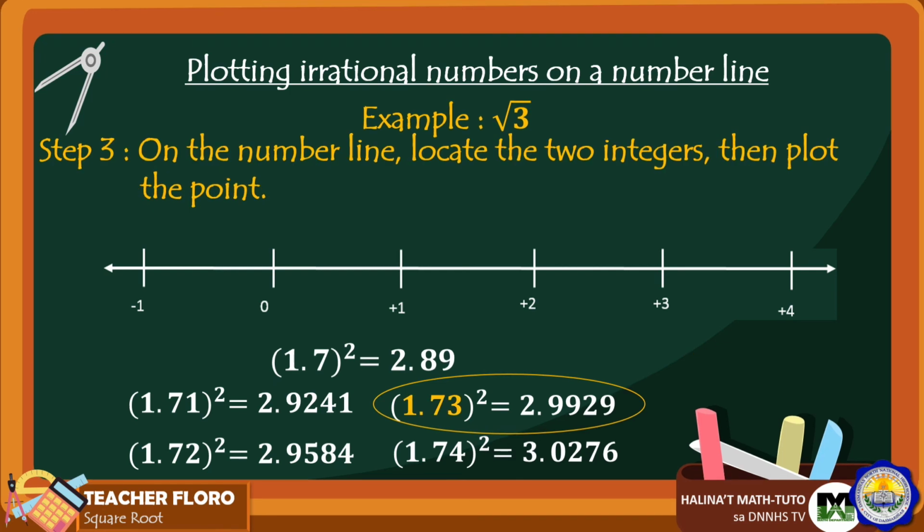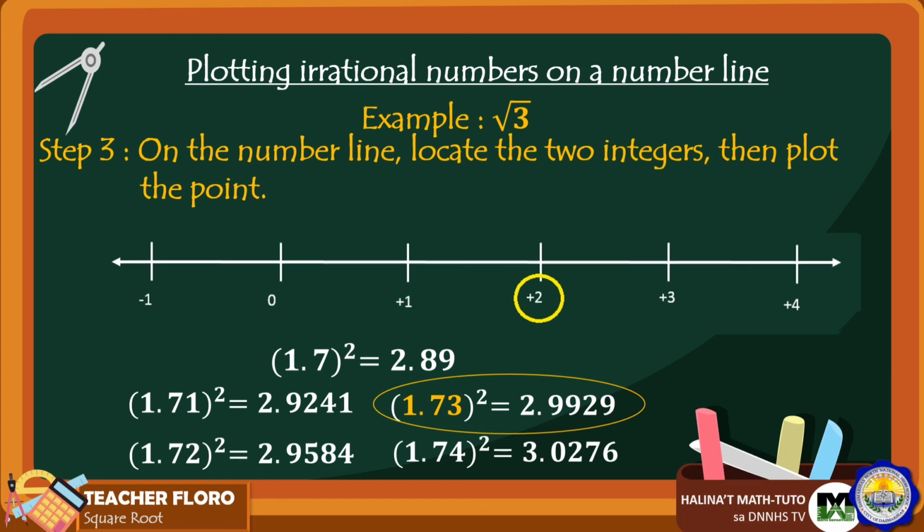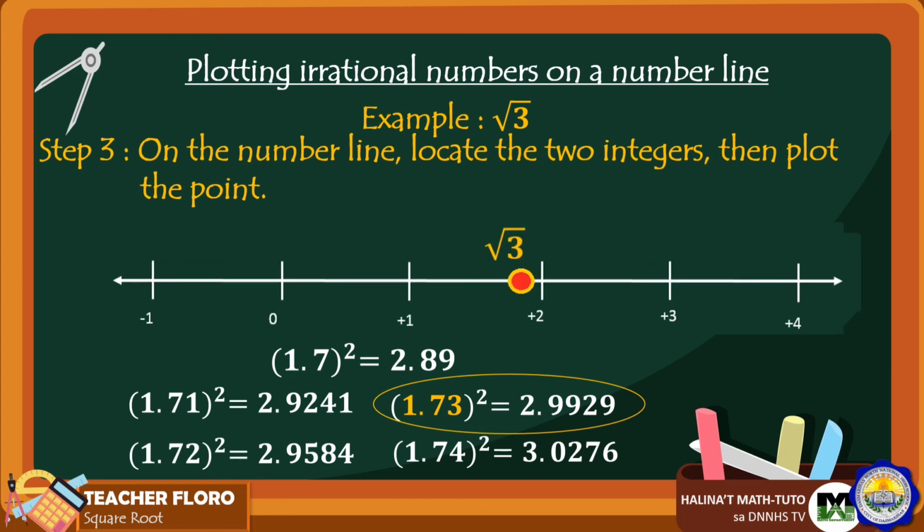Step 3. On the number line, locate the two integers, then plot the point. Let us locate 1 and 2 on the number line. The square root of 3 is between 1 and 2. And we know that it should be closer to 2. Therefore, the square root of 3 should be closer to 2.